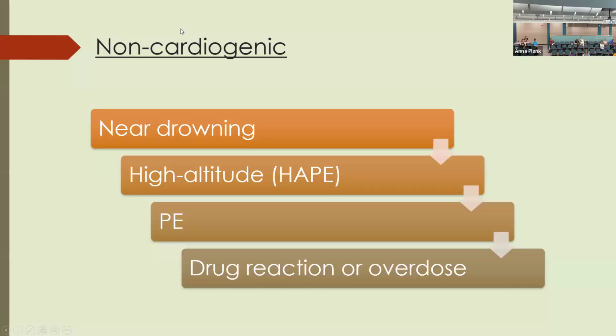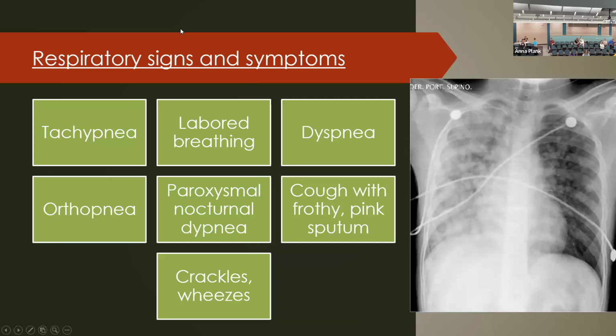Okay? If it is not heart related, there are some things that can cause it: near drowning, okay, that can happen. There's something called HAPE, which is high altitude pulmonary edema, which is if you are not accustomed to being at elevation, for some people, that extra atmospheric pressure can actually cause the fluid to leak out. Again, pulmonary embolism, anything that disrupts the blood flow, and overdoses.